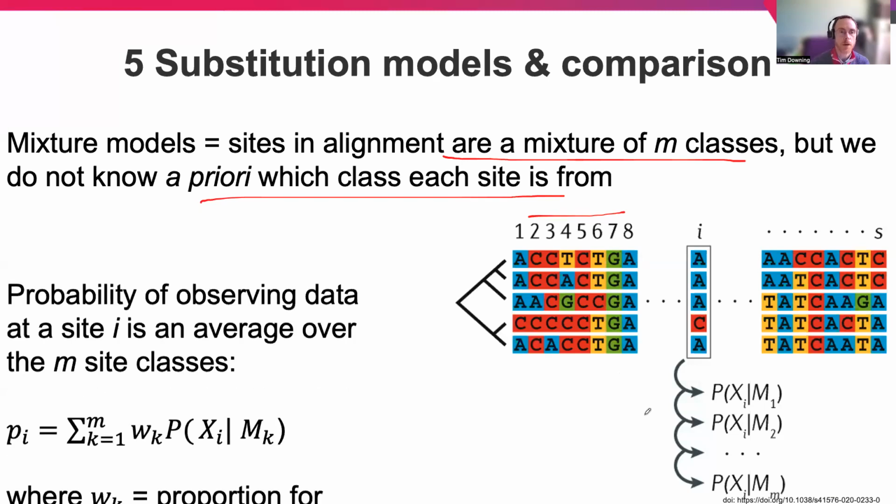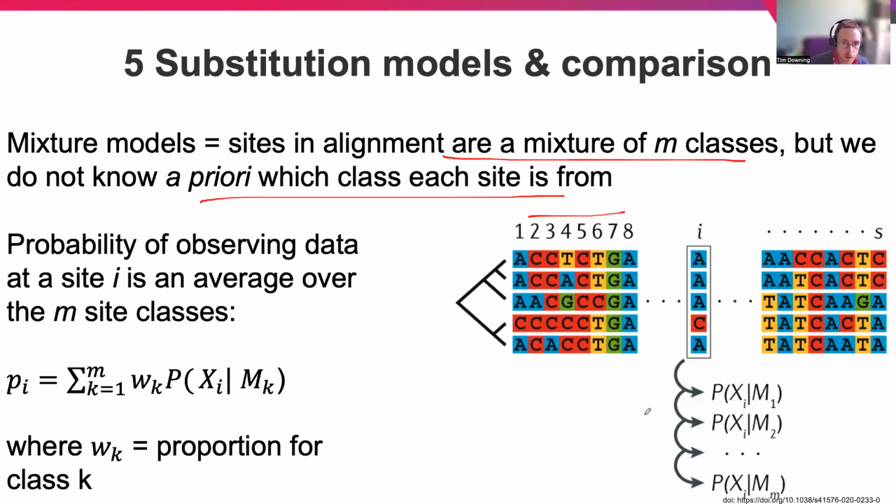So it's looking at the probability of observing the data at site i as an average over the m site classes. So we're summing across, for each of the sites, the classes 1 to m, the weight divided by the probability of observing that allele given the model at hand.